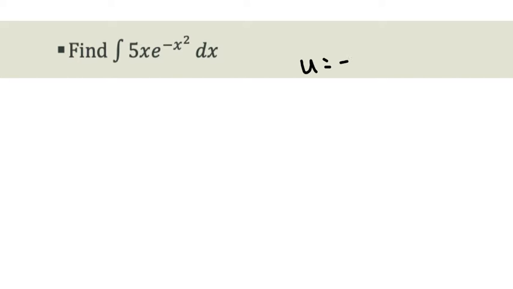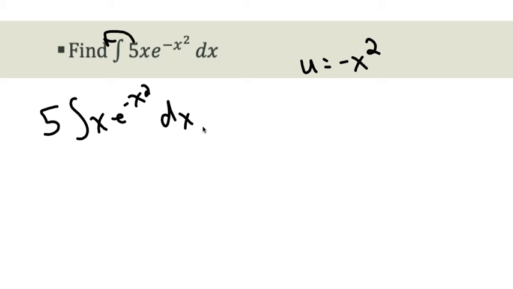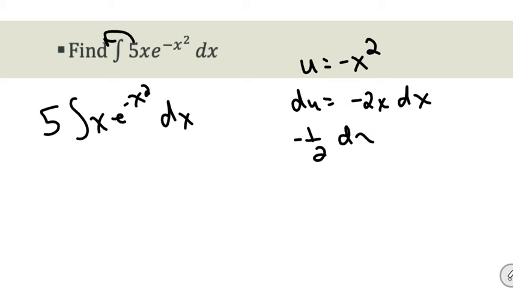So again, we have e to the negative x squared. I'm going to say that u is equal to negative x squared. Okay, because I can start this off by factoring the 5 out. I can say 5 integral of x e to the negative x squared dx. Right, we could take any constants out there. Du is then equal to negative 2x dx. I don't have a negative 2, so I can take that over to the other side, negative 1/2 du equals x dx. Okay, I have x dx right here, so that can be replaced.